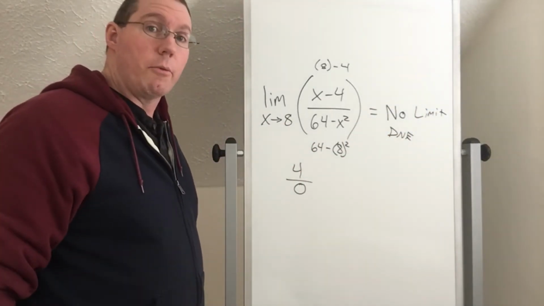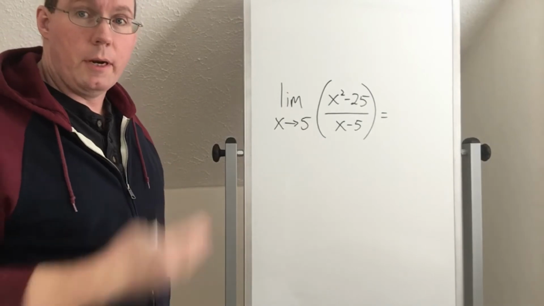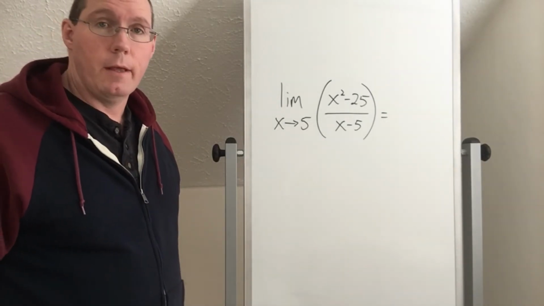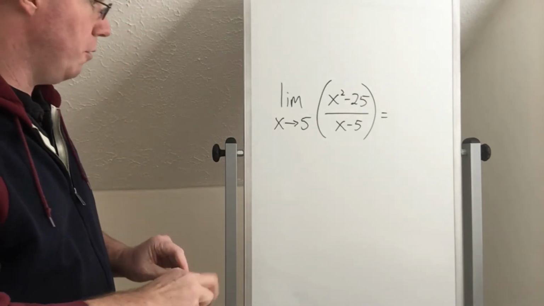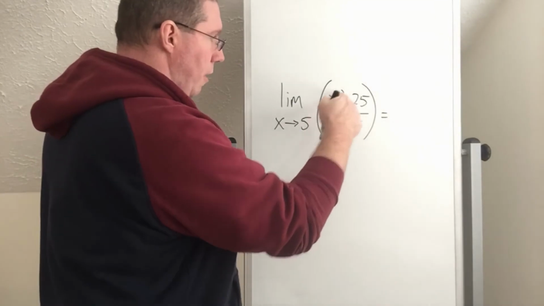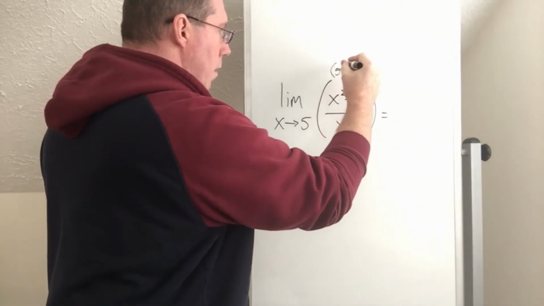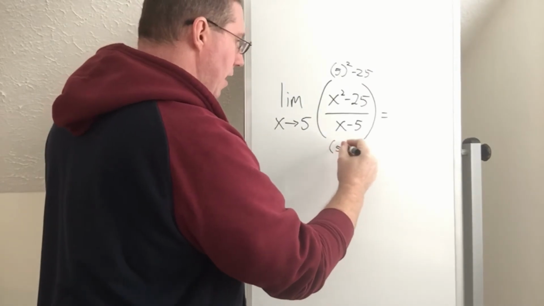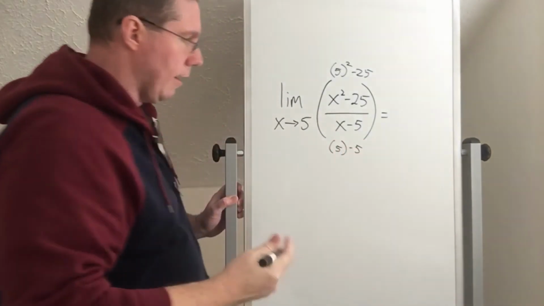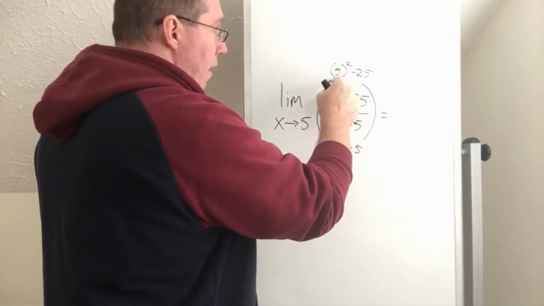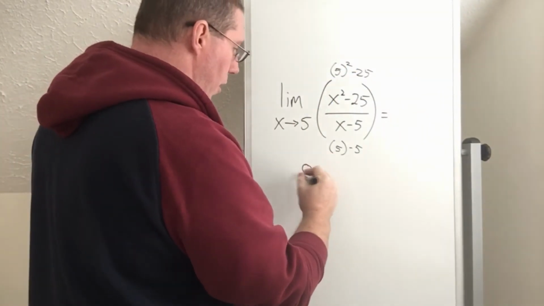All right, let's try another one. Here's another one. If you want, maybe pause and see if you can try it yourself. Okay, so first thing we're going to do is plug our value for k in for x here and here. So we'll have 5 squared minus 25, and down here we'll have 5 minus 5. I can see already something's up here. 5 squared is 25. 25 minus 25, that's 0.